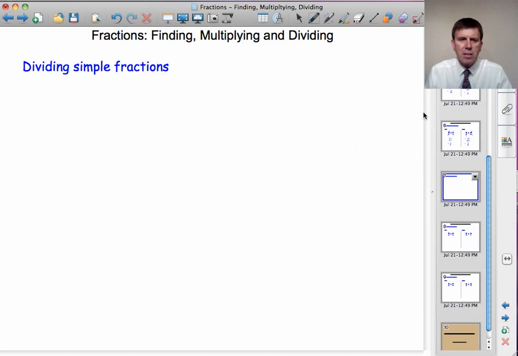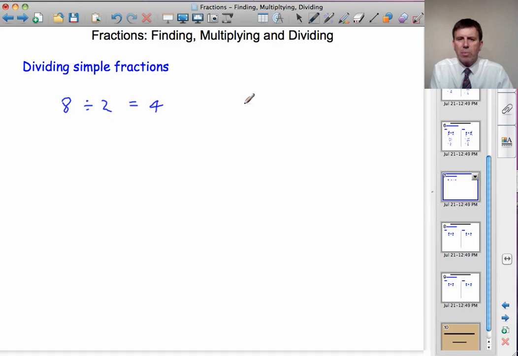Now we'll finish this lesson by dividing simple fractions. But before we do that, let's see if I can show you why we divide fractions as we do. Let's start with whole numbers. If I say 8 divided by 2, then the answer is 4. But another way of considering that, 8 divided by 2 is how many lots of 2 are there in 8? Well, there are 4 lots of 2 in 8.